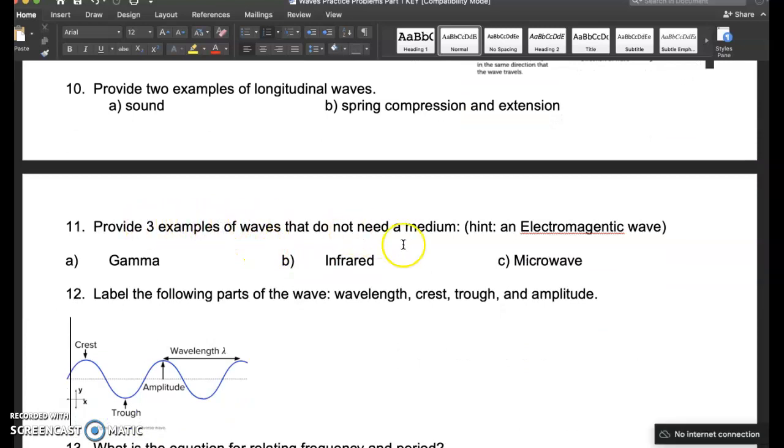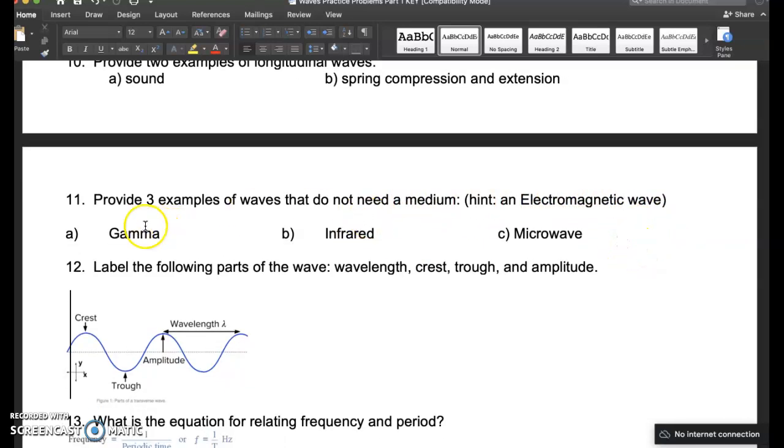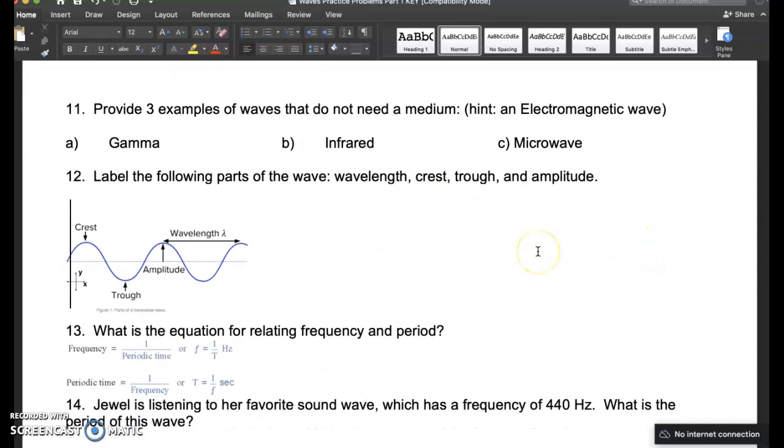So for the waves that do not need a medium, I put right here, that'd be all electromagnetic waves. So I could choose any. I did gamma, infrared, and microwaves.